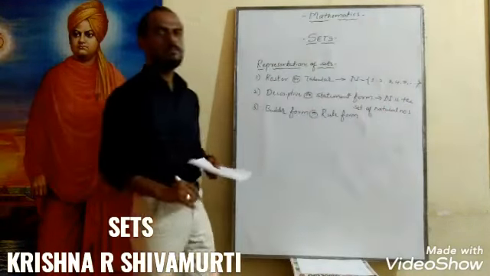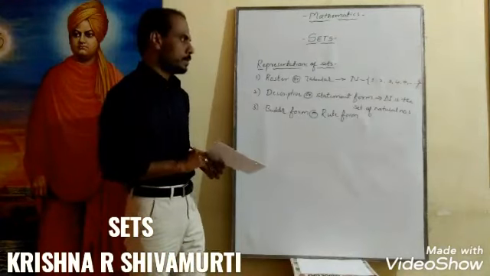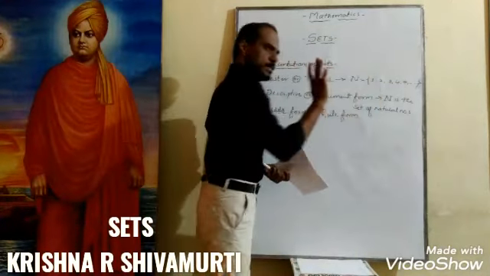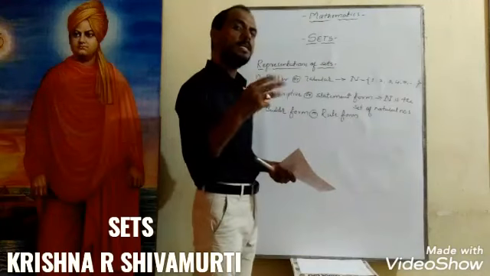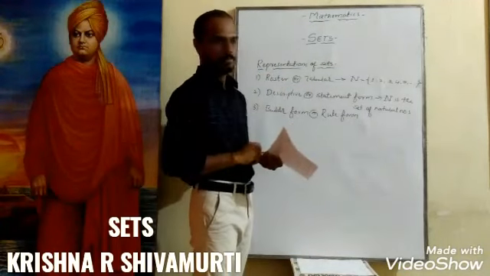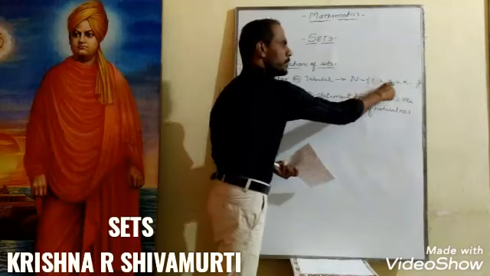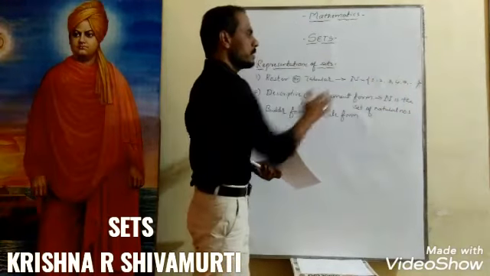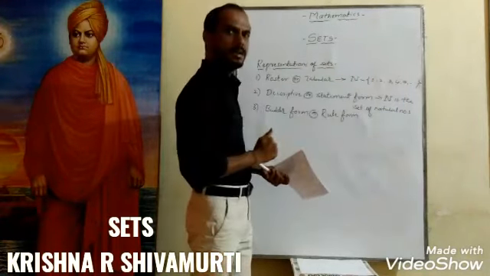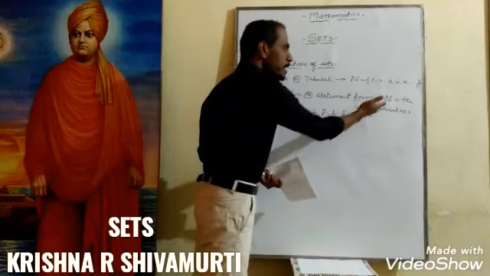N is the set of natural numbers. Both are the same example, but the method of representation is different. Set N is equal to 1, 2, 3, 4, 5, and so on. What is this one? This is the set of natural numbers. But how is it represented?